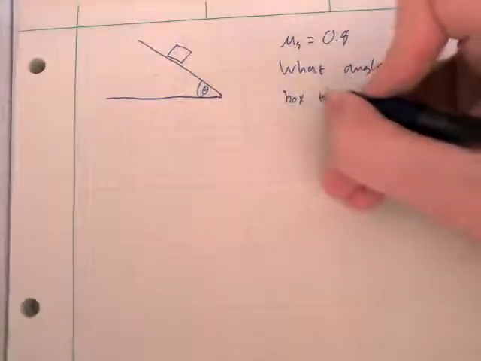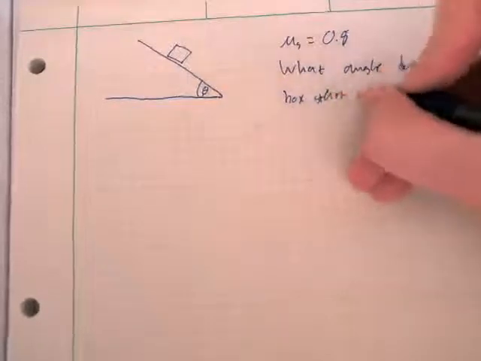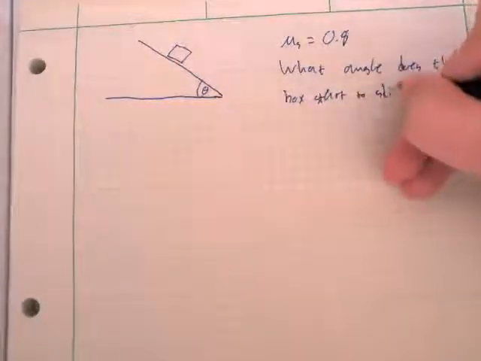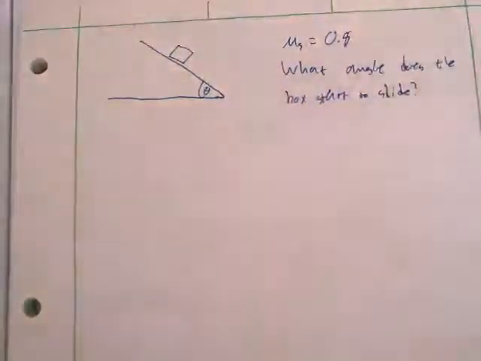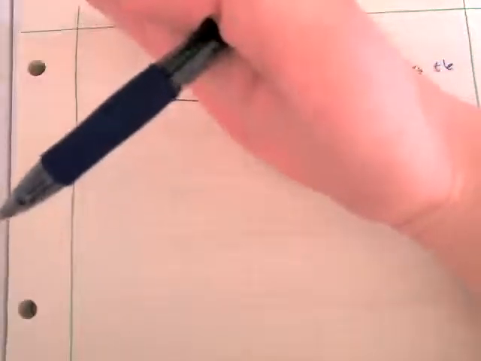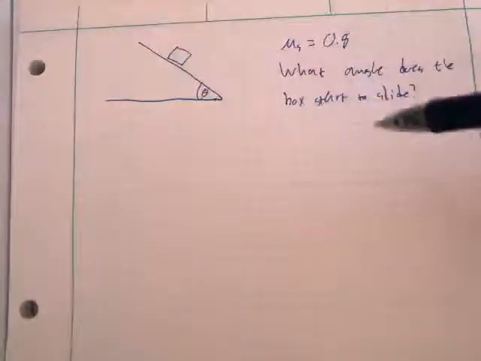does the box start to slide, right? So again, we have this ramp here that the box is on. We're going to increase the angle slowly over time, and then at some point the angle is going to be steep enough that our box is going to start sliding down this ramp, right?